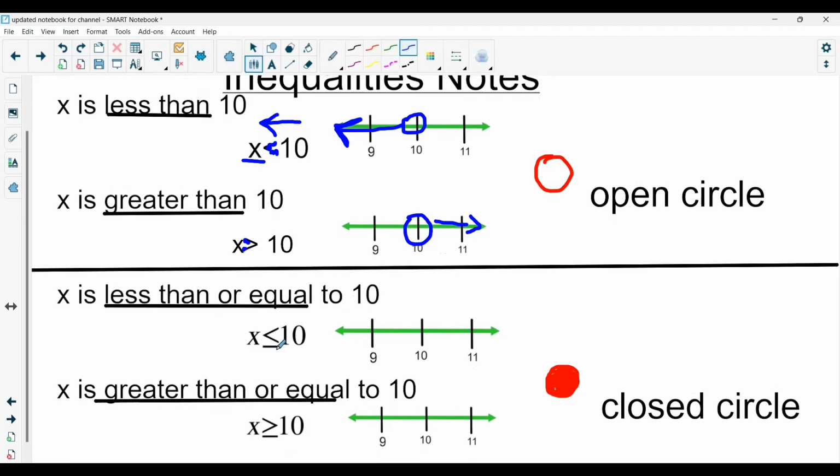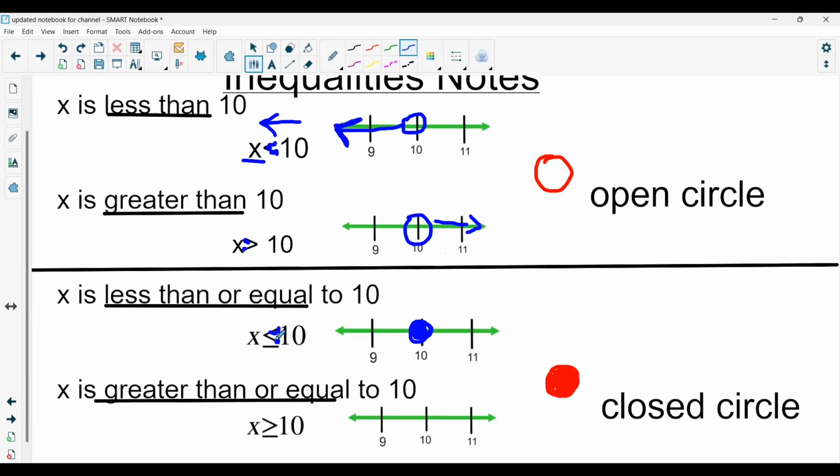Okay, so let's start. We're on number 10, so let's put a closed circle on 10. I'm going to close it up, just color it in. Now when I read this, it says X is less than or equal to 10. The alligator is eating the 10. You see? Alligator eating the 10.